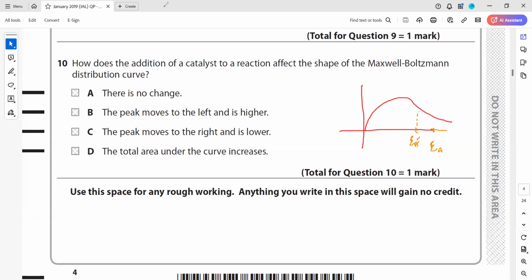The shape of the graph changes if we change the temperature. If we increase the temperature, then the peak will decrease and shift towards the right hand side. If we lower the temperature, the peak will increase and shift toward the left. Or if we change the number of particles, then the total area under the curve will change. So there will be no change if you use a catalyst. A catalyst only alters the activation energy, it lowers the activation energy.